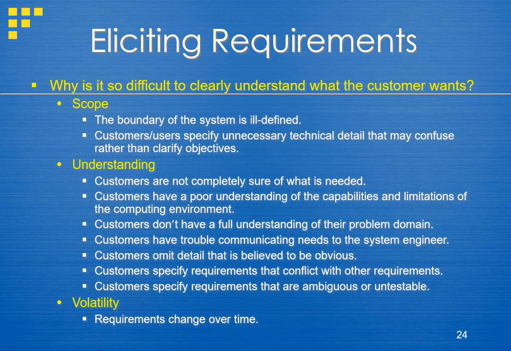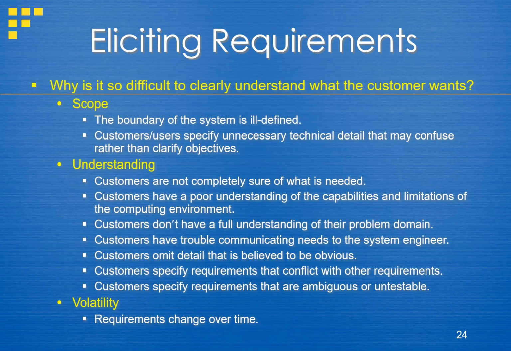Understanding must be there for the following listed things: customers are not completely sure of what is needed. These are informal requirements. Customers have a poor understanding of the capabilities and limitations of the computing environment. They don't know technical things. They will just describe what their expectations are. You have to convert those expectations or requirements into technical terms. Then customers don't have a full understanding of their problem domain. Customers have trouble communicating needs to the system engineer, because the system engineer will ask questions with respect to his or her expertise, but those kinds of technical terms will not come from the customer. They will explain in their own way. So we have to bridge that gap.